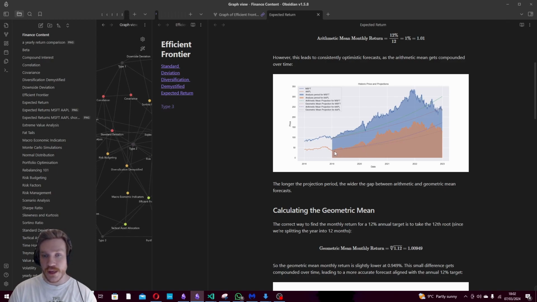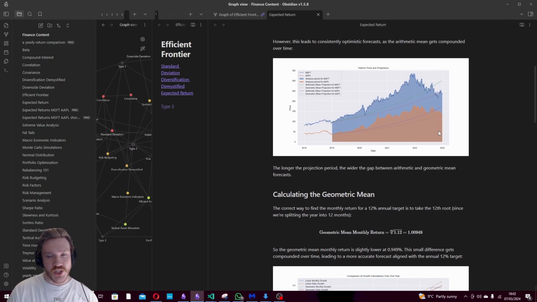Likewise for Apple here, this purple dotted line is based on the arithmetic mean. It overshoots the ending value. It's optimistic, whereas this grey dotted line here is ending exactly where it should be. That's the geometric mean. Okay, so arithmetic mean, it's simple to work out, but it's not quite accurate. It's too optimistic.